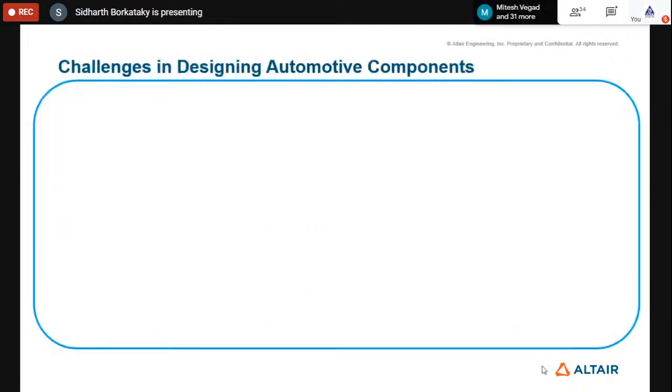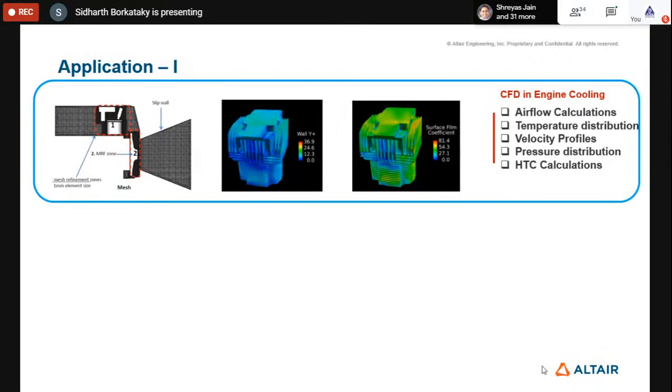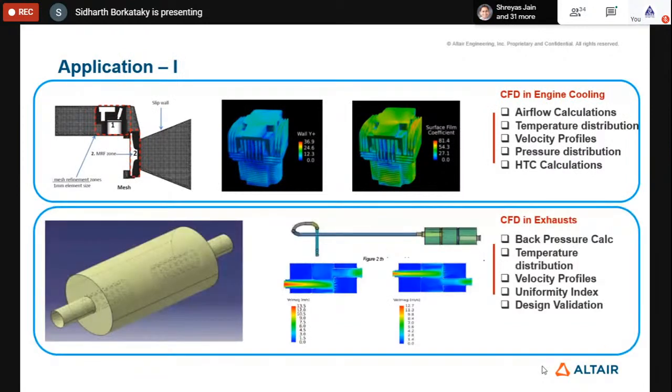So now let's go in depth into what exactly the automotive design challenges are. Any student who wants to be a part of the automotive industry should understand that these are certain challenges that come up in any automotive industry, and these are such problems which are never fully solved. They come up every now and then, and automotive industries look for people who can give solutions to these challenges.